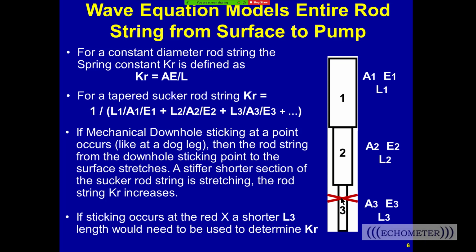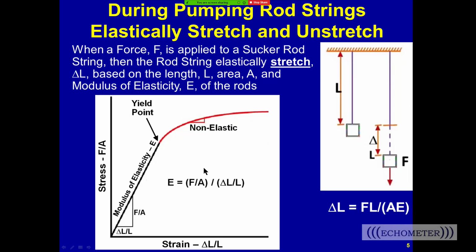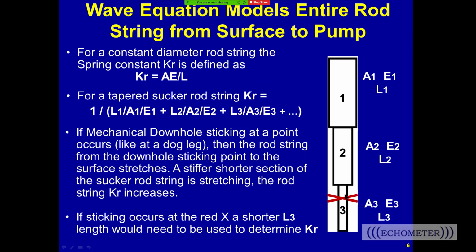It's stiffer, and so if you have a point where the rods stick, the sticking causes the rod from this point to the surface to stretch, but below that sticking point you don't stretch, and so now you have a different spring constant. And that's important when you look at the surface dynamometer card. I'm going to go back just a second here. The slope changes when you have a sticking point that's not at the pump. So you'll see a change in slope if the sticking point changes to a point that, let's say, is higher up in the rod string. And we'll talk about that more.